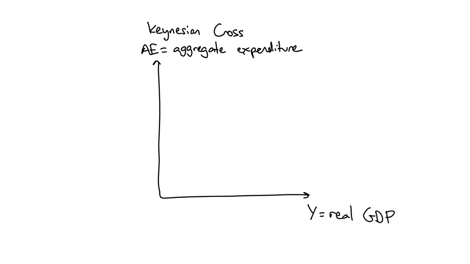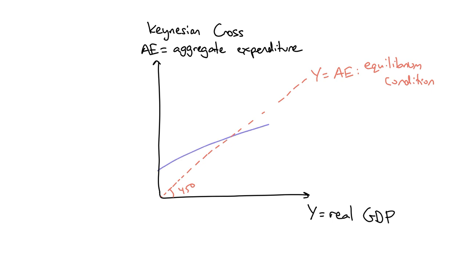So here you get this equilibrium condition, right? Y is equal to aggregate expenditure, right? And this is an equilibrium condition. It's not sort of a behavioral condition. And since it's a one-to-one line, this is a 45-degree angle.